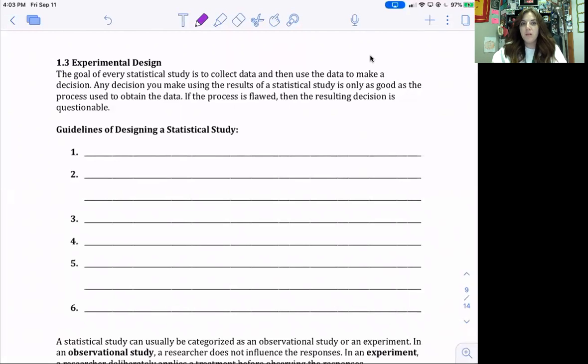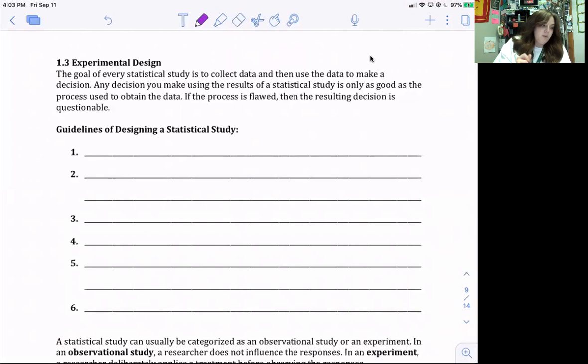Okay, so now we're going to look at 1.3, experimental design. The goal of every statistical study is to collect data and then use the data to make a decision. Any decision you make using the results of a statistical study is only as good as the process used to obtain the data. If the process is flawed, then the resulting decision is questionable.